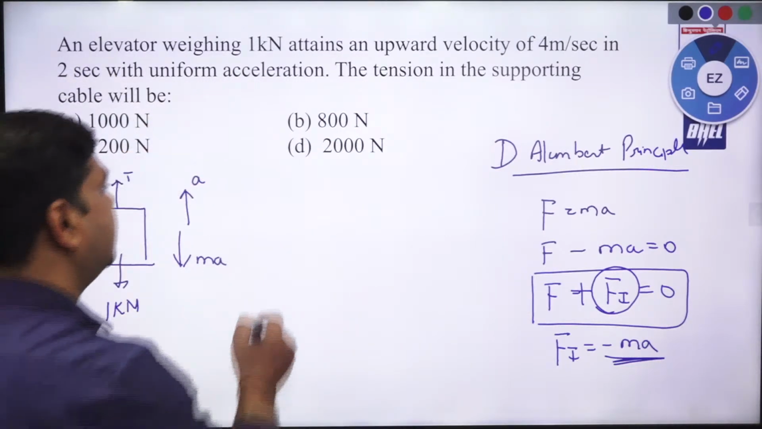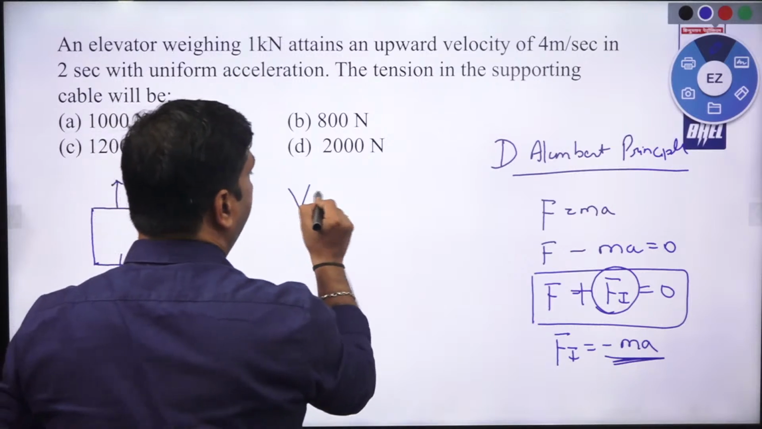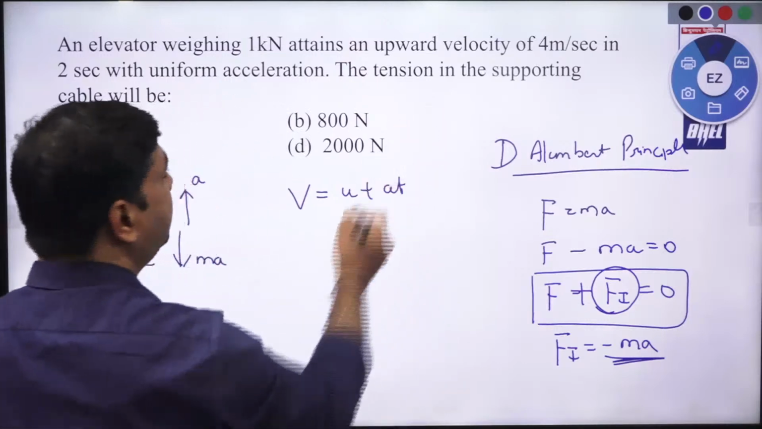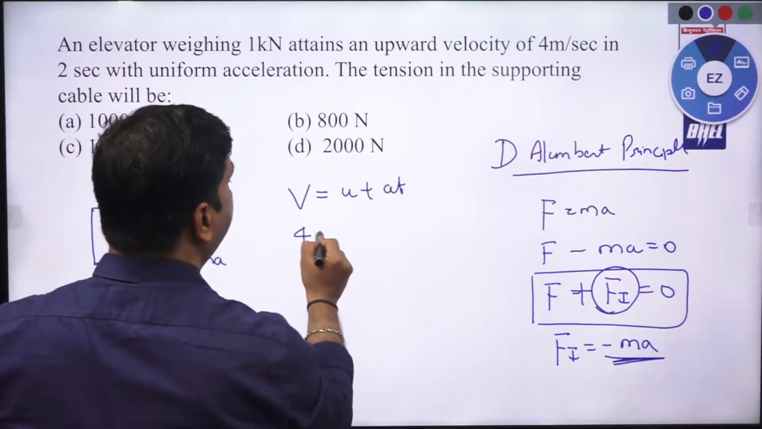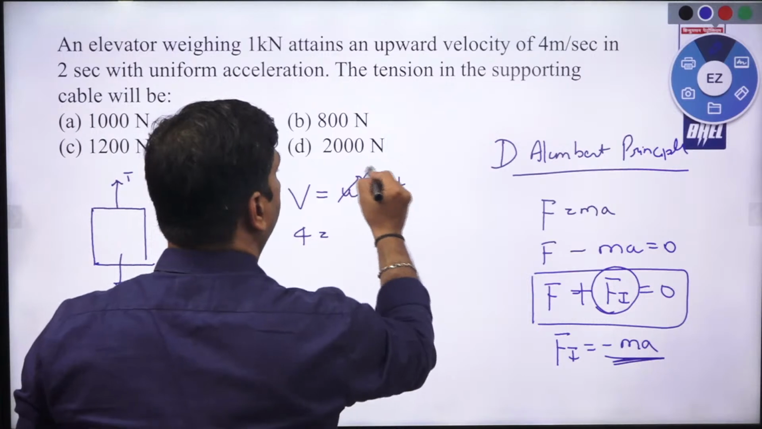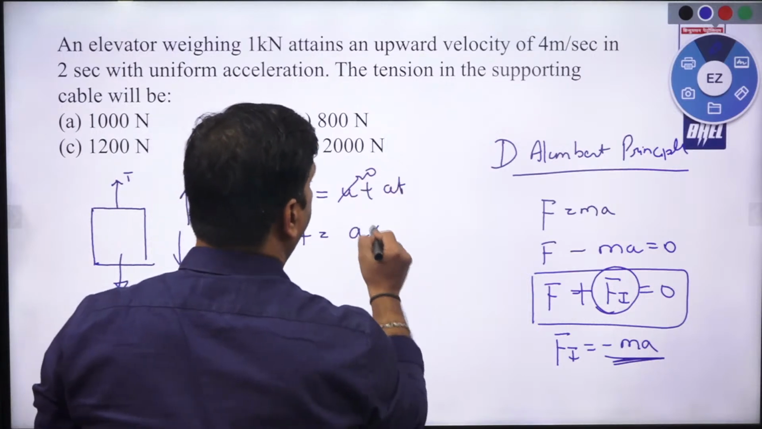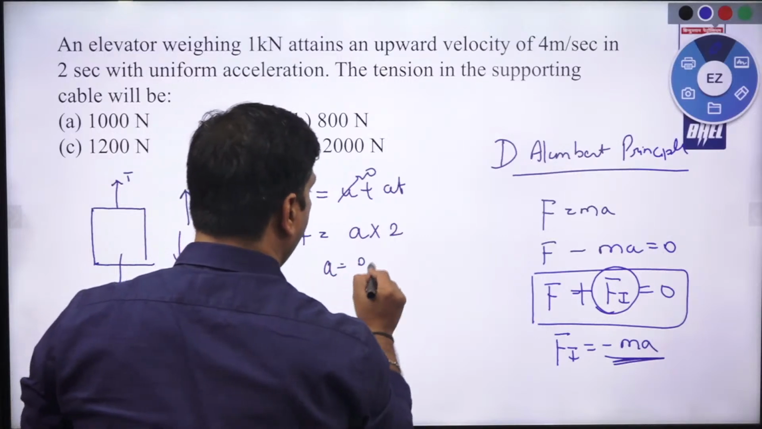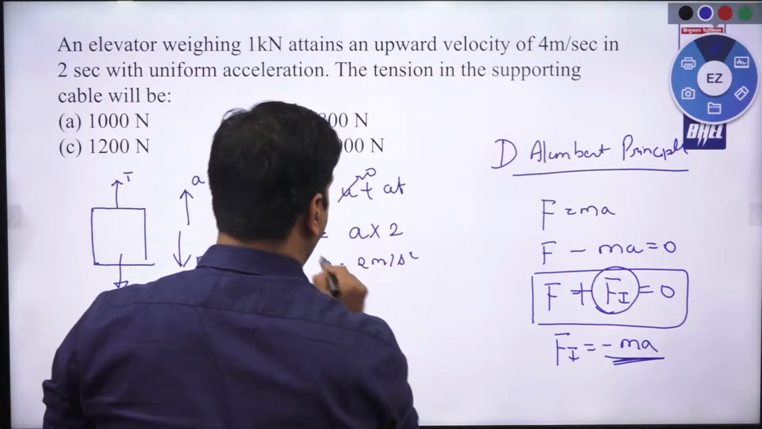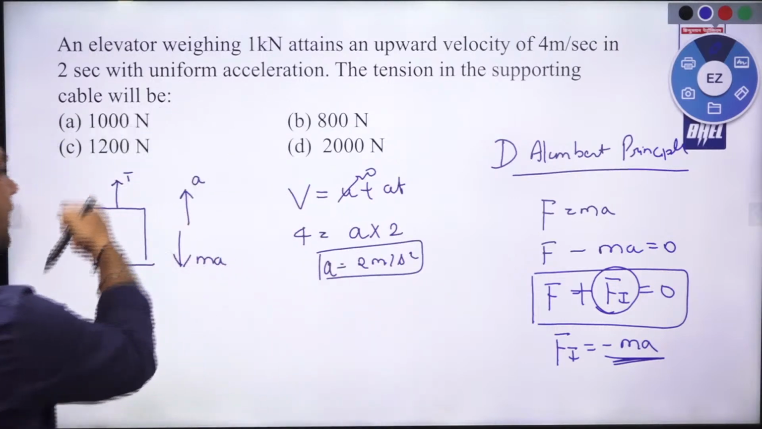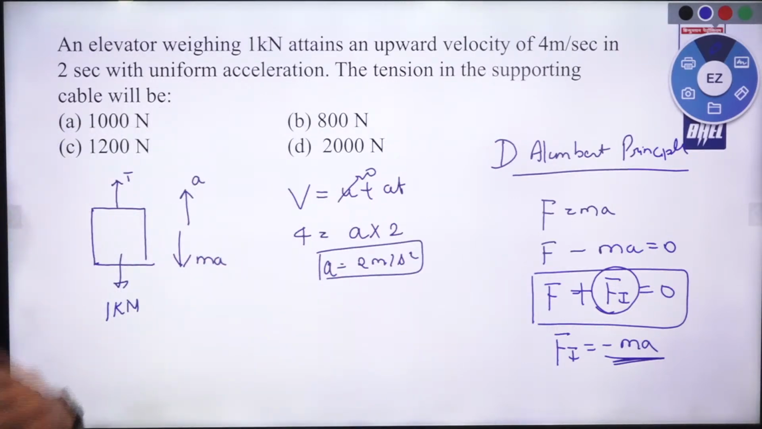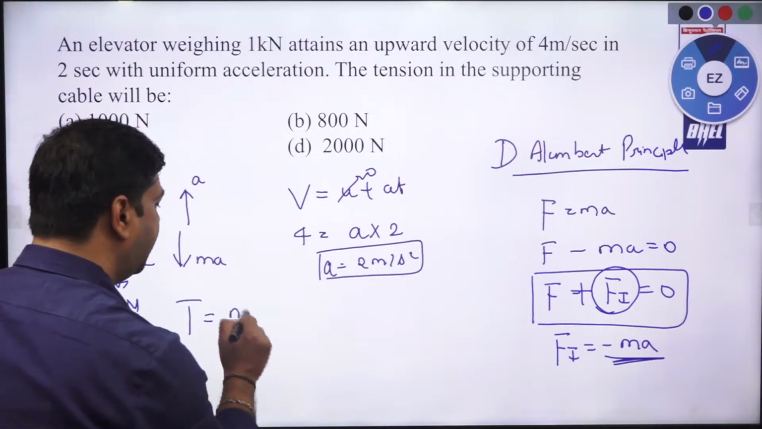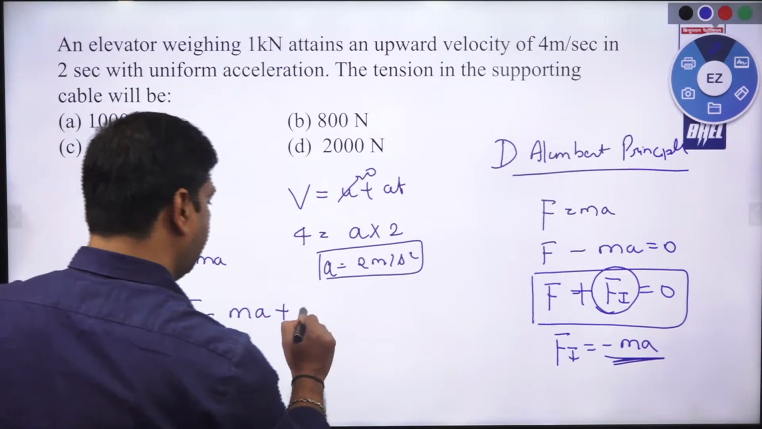So we are applying the equation of motion, that is v equals u plus at. As I know, velocity is given as 4 meter per second, initial velocity is assumed to be 0, and time is 2 seconds. So the acceleration comes to be 2 meter per second square. From here, you can write the tension by this equilibrium equation. Sum of the vertical forces equals 0. So you can write T equals ma plus mg.